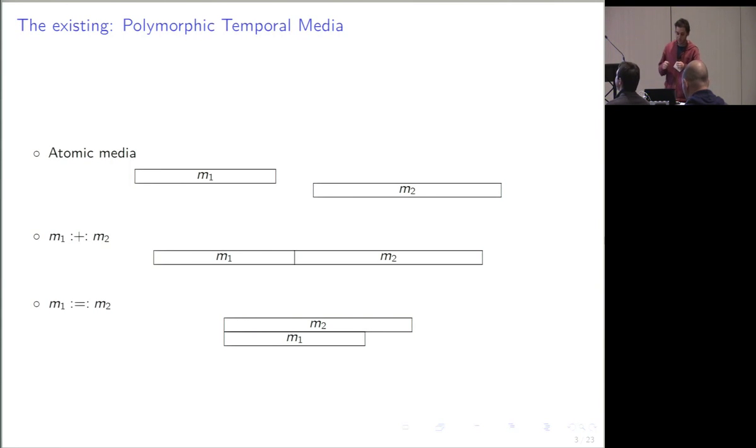In polymorphic temporal media, we have simple media that can be anything such as audio, video, MIDI. And we can compose them either in a sequential or in a parallel way.